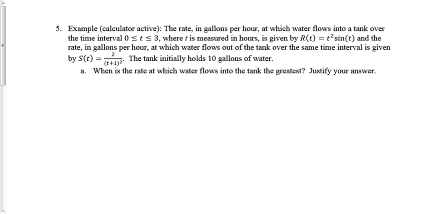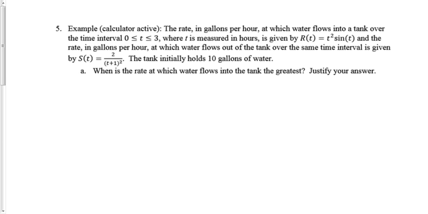So for example 5, we are calculator active. So if you do not have a calculator, pause the video, go grab a calculator so that you can work this out. It will be helpful if you use your calculator to do this as opposed to just watching me. In this one, we're starting with a rate. If you think about it, our rate isn't the amount of water that we have. The rate is in gallons per hour. So our time interval is from 0 to 3.